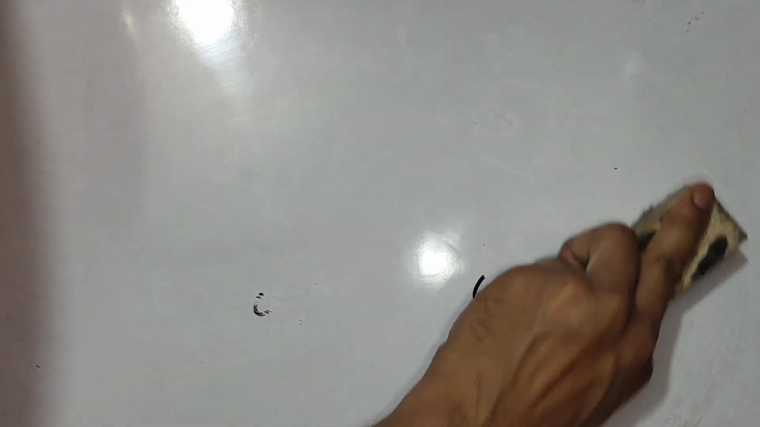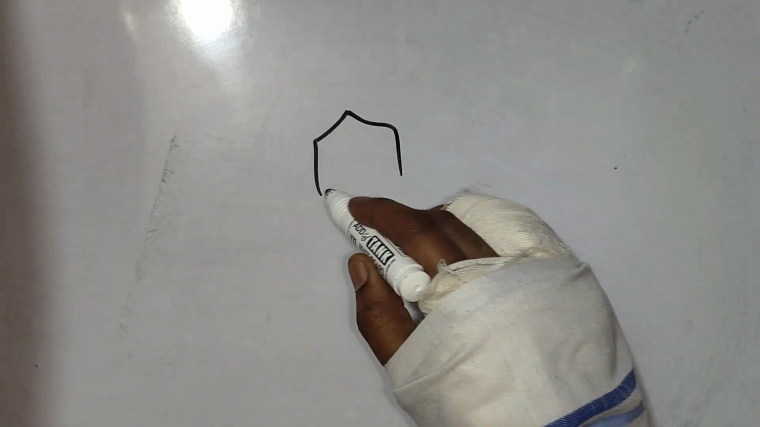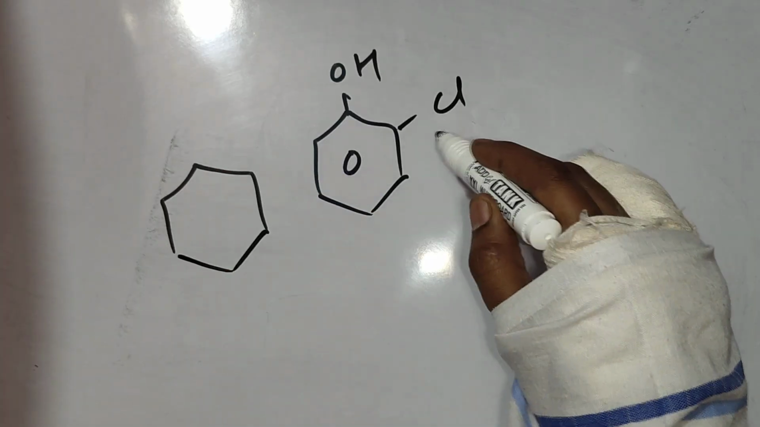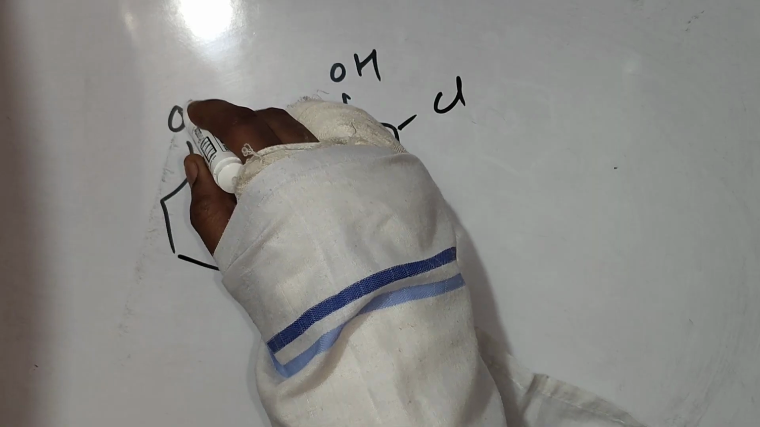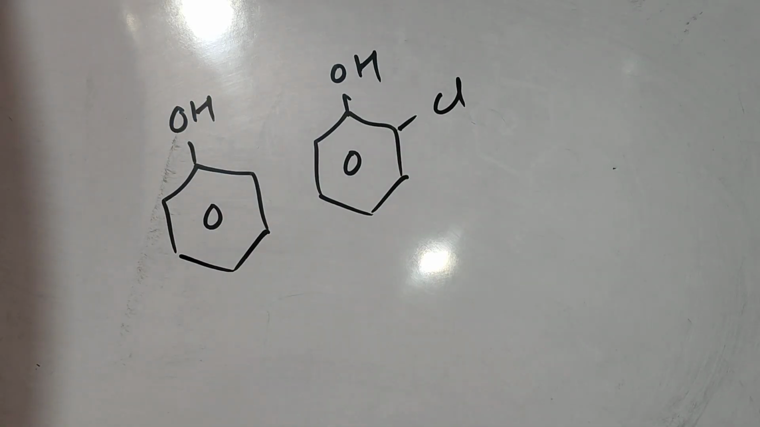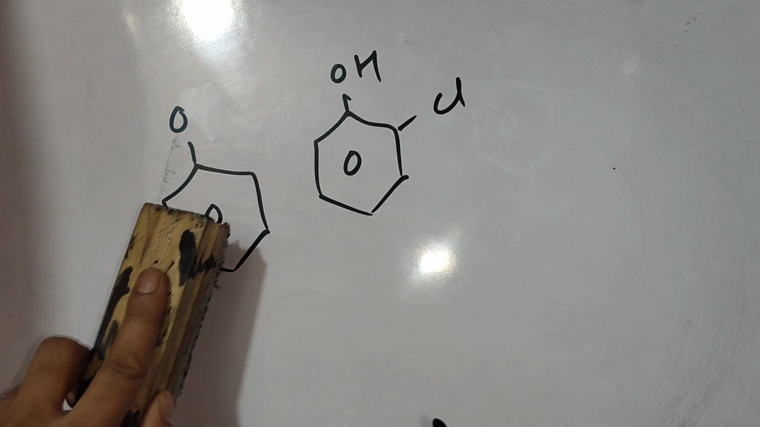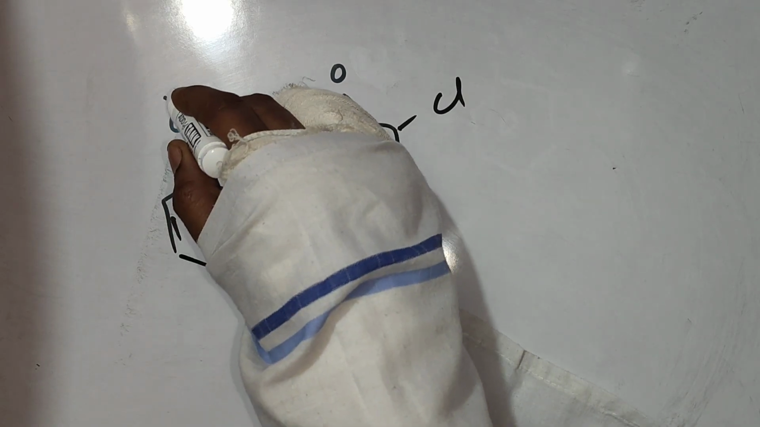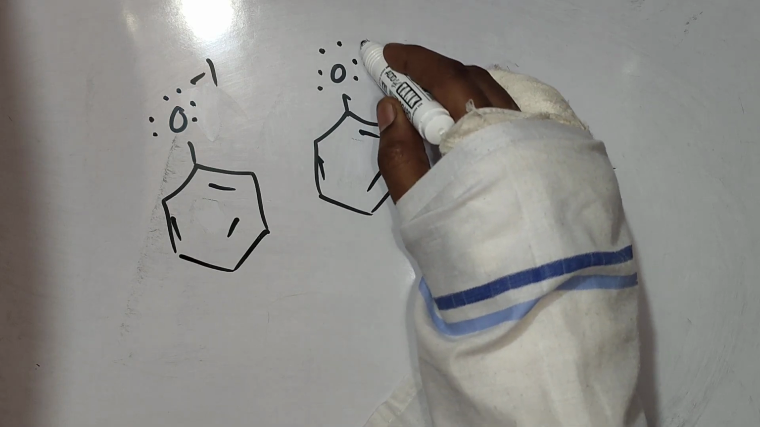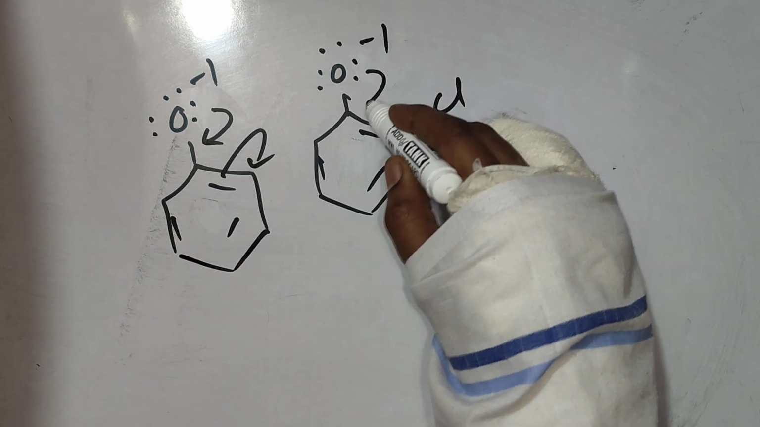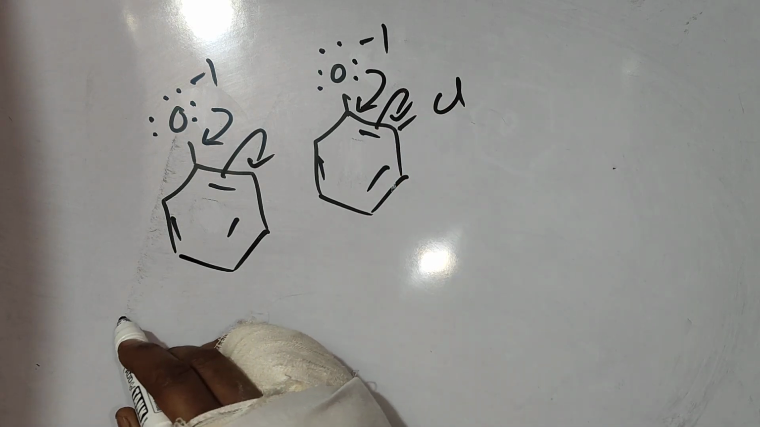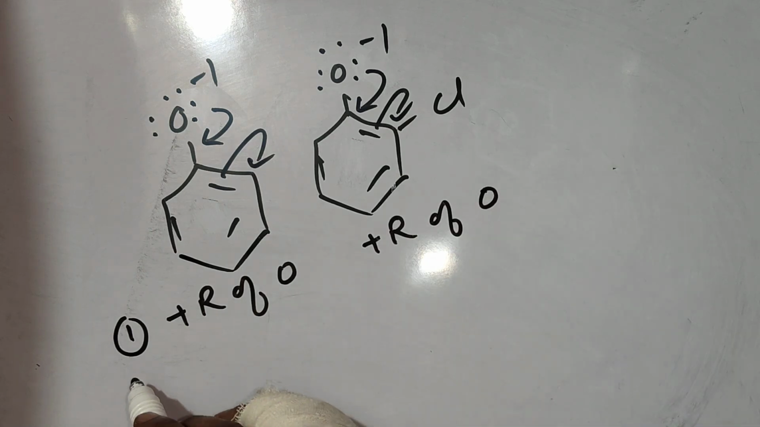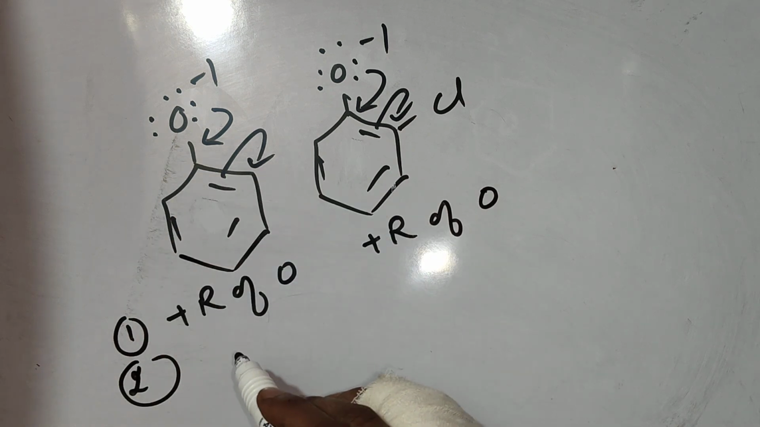And if I compare orthochlorophenol, or whatsoever the chloro, meta or para, between normal phenol and this, which will be more acidic? Very easy. Check, draw its anion, and compare their stabilities. The very first factor which is making them stable is the normal plus R of O. The first factor you can write is plus R of O. Second factor, anything is not available here, no substituent, so no need to write.